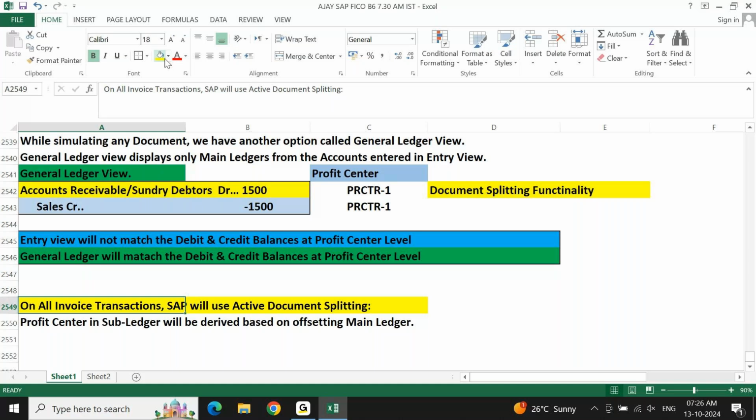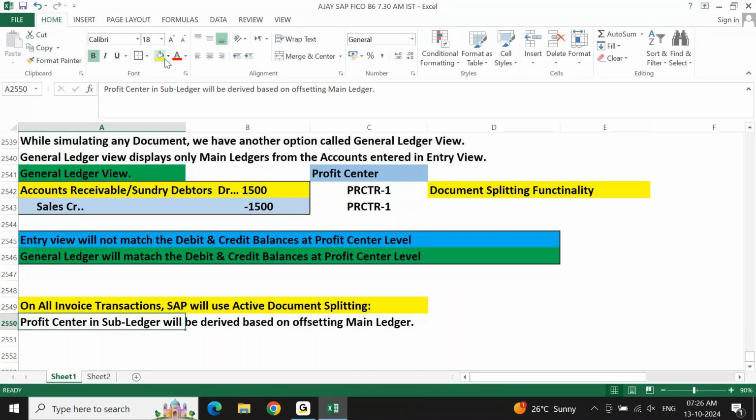Otherwise, so many errors and issues will come when you're practicing, when you're posting entries. You will never understand why the error is coming, because these errors are not because of your config. These errors are because of system behavior. You're not able to understand the system behavior. You're trying to do configuration, trying to post entries, but you will never understand why errors are coming. Errors are coming because you're not understanding basic logics in SAP, basic fundamentals of SAP.